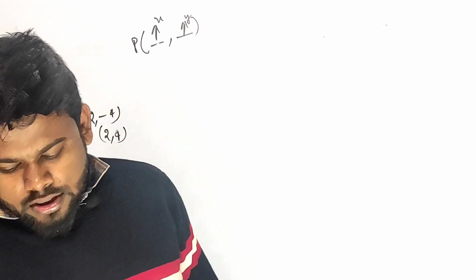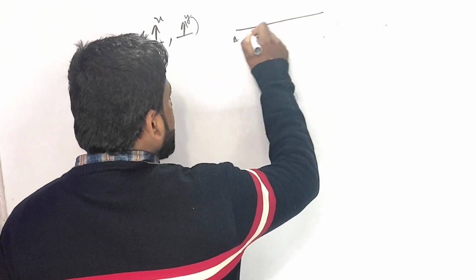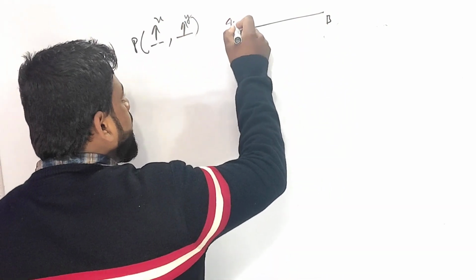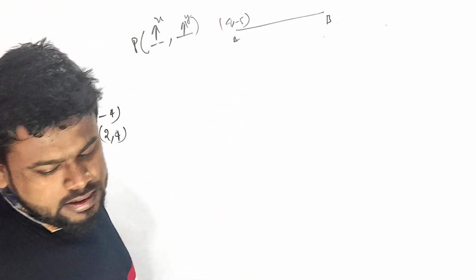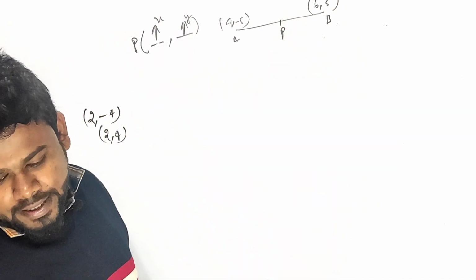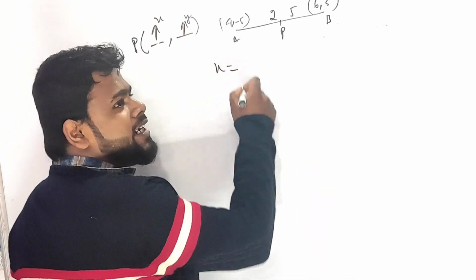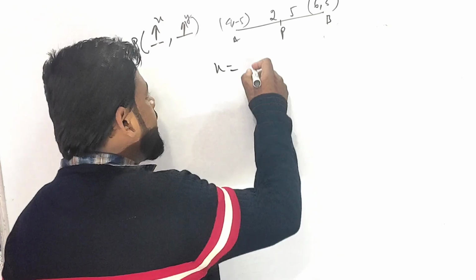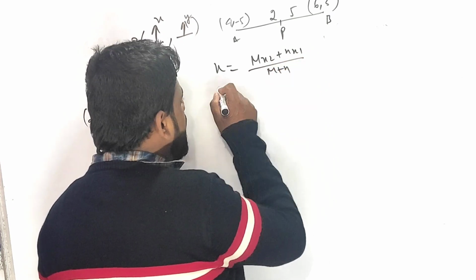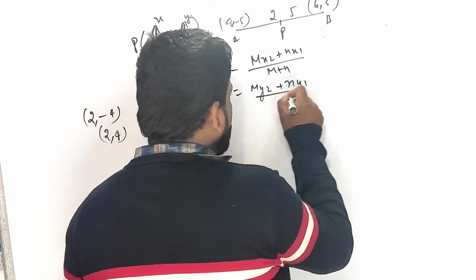Suppose a question is given, A and B. A coordinate is given as (4, -5), B coordinate is given as (6, 3), and find the coordinate of P. The ratio of division is 2:5. Can you do it? Yes. Let's start. x equals, what did I say before? Let me write the formula: mx2 plus nx1 by m plus n. And what will y be, children? my2 plus ny1 upon m plus n.